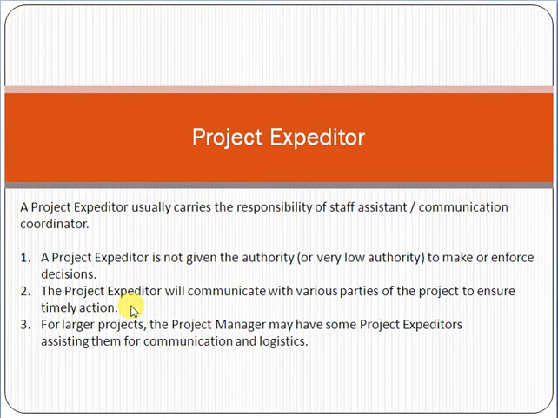Today we'll discuss a topic: Project Expediter. This topic has been taken from the book PMBOK, Project Management Body of Knowledge, of PMI, the Project Management Institute.